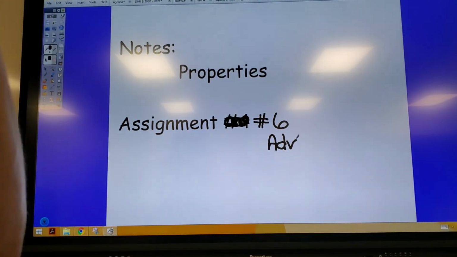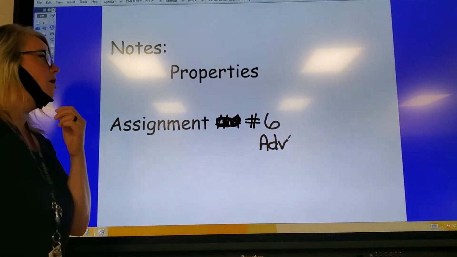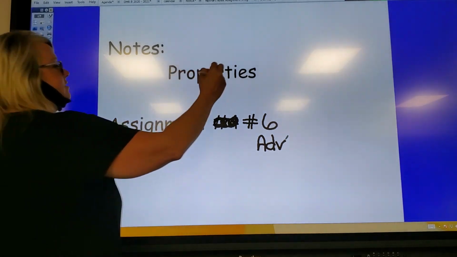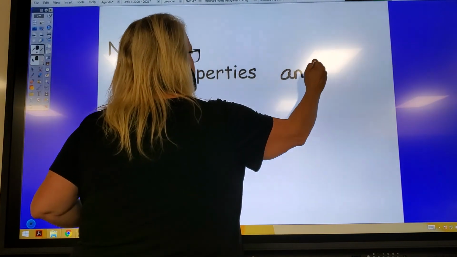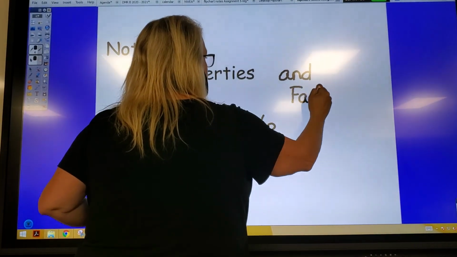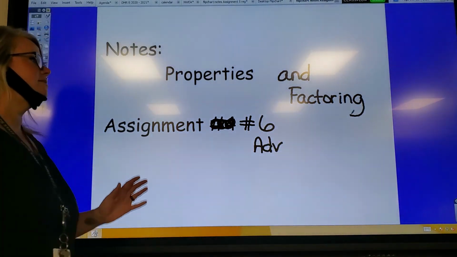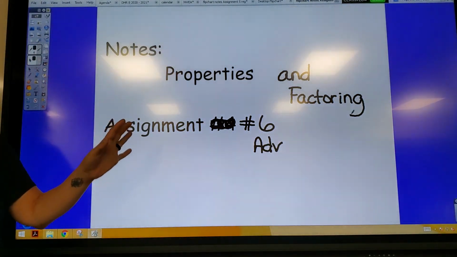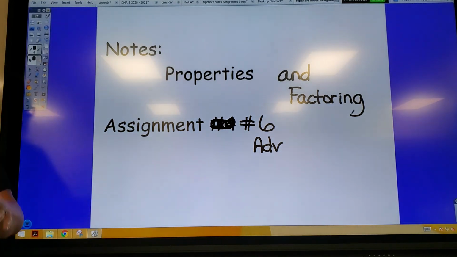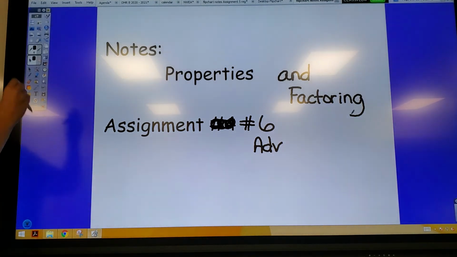Okay, so we're going to talk about the properties today, and we're also going to talk about factoring. Now, my other classes talked about the properties, but they did not talk about factoring, okay? So that's going to be kind of like just an advanced thing.